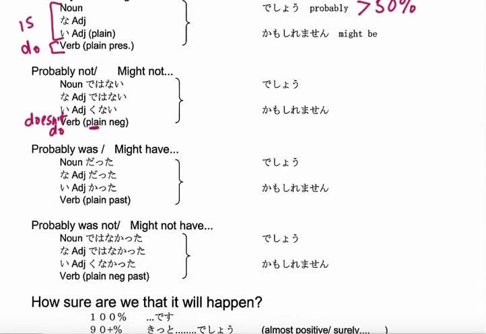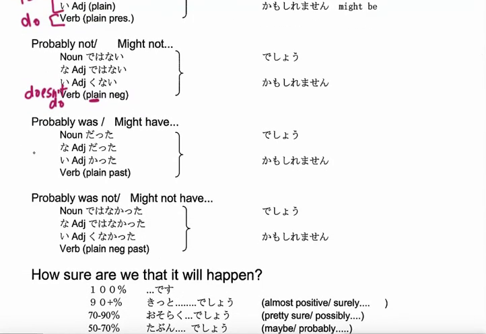When we switch over to the past, this is it probably was. These are our was ones. So it probably was Bill, Bill datta desho. It probably was famous, yume datta desho. It probably was large, okikatta desho. And if it's an action, he probably did something. It would be something like tabeta desho, ita desho. He probably ate. He probably went.